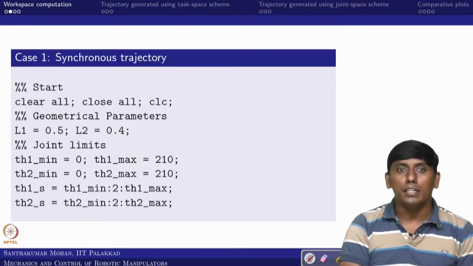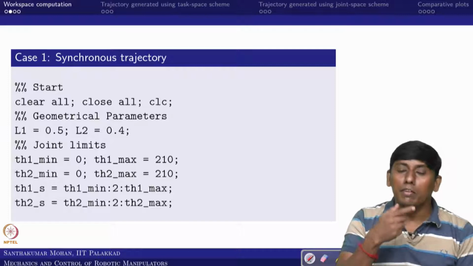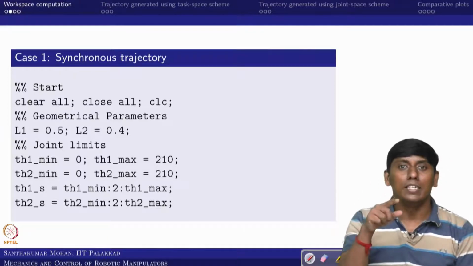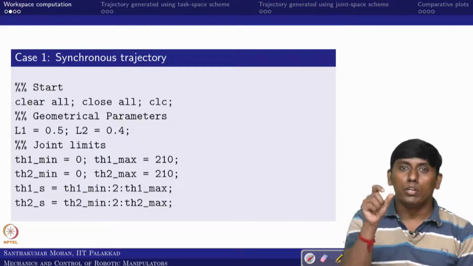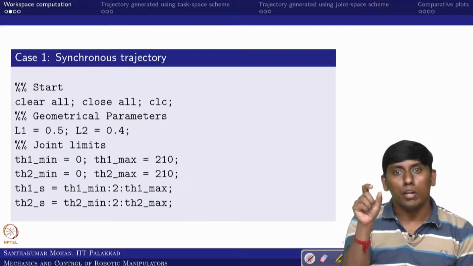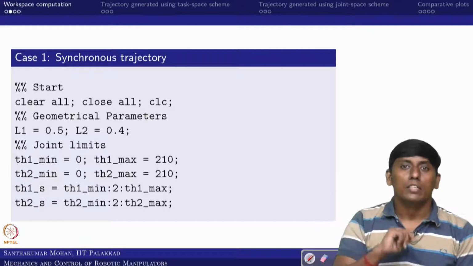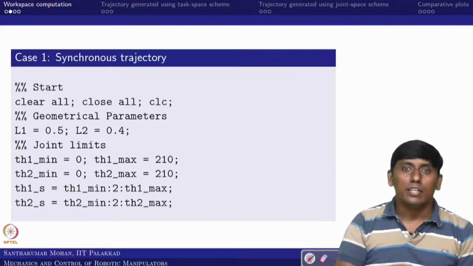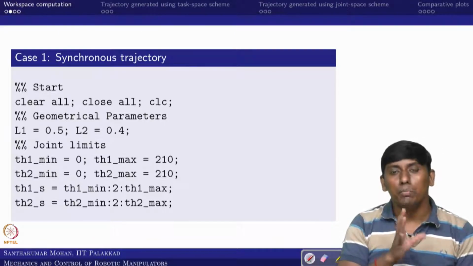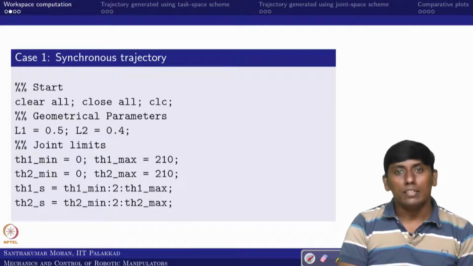I did not take them as equal so that I can see the workspace. Even if it rotates 0 to 360, it would be a donut. The donut meaning, the internal diameter is 0.1 meter and the external diameter is 0.9 meter. I just want to show that, but here it is not going to be a donut, it would be a small patch. So we can see that.